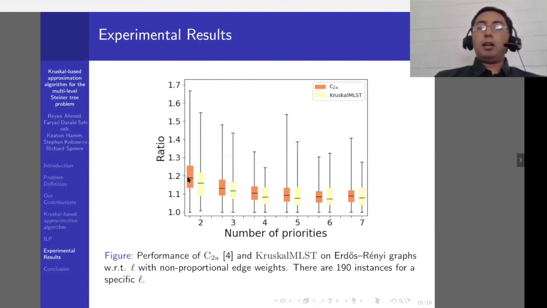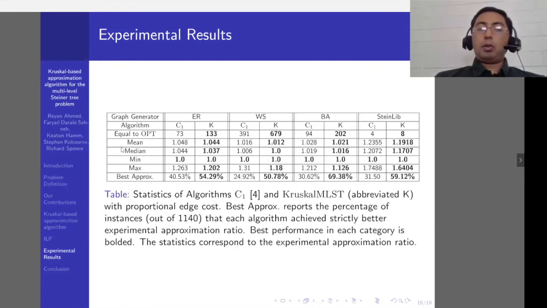And we can see the average ratio decreases slightly as the number of priorities increases. The average ratio of Kruskal MLST is slightly lower than the other algorithm. Hence, Kruskal MLST is performing slightly better than the other algorithm. Similarly, the maximum ratio is also better compared to the other algorithm. We also provide the information in a tabular format to make a better comparison. And here we consider all graph generation models we used in our experiment.